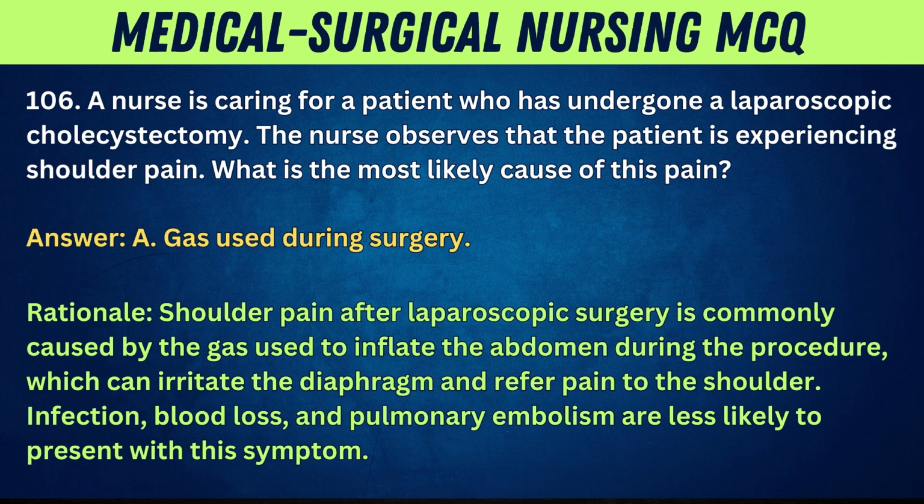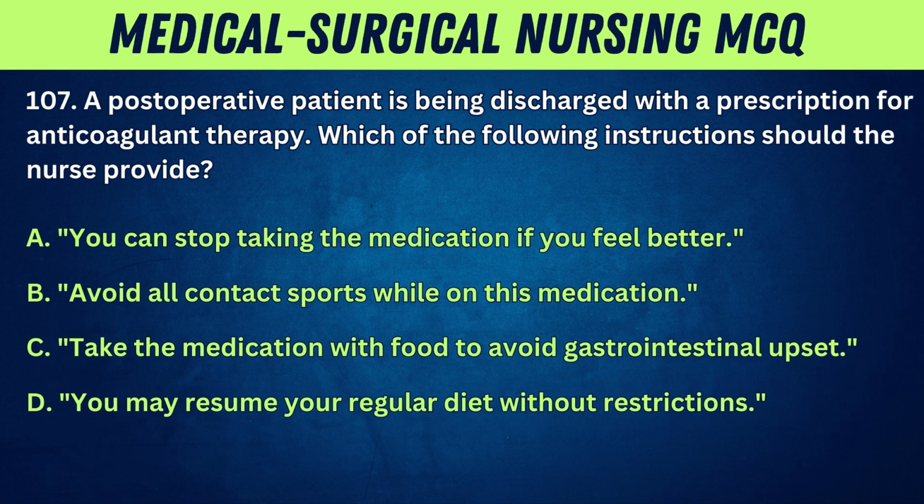Rationale: shoulder pain after laparoscopic surgery is commonly caused by the gas used to inflate the abdomen during the procedure, which can irritate the diaphragm and refer pain to the shoulder. Infection, blood loss, and pulmonary embolism are less likely to present with this symptom. 107. A postoperative patient is being discharged with a prescription for anticoagulant therapy. Which of the following instructions should the nurse provide?